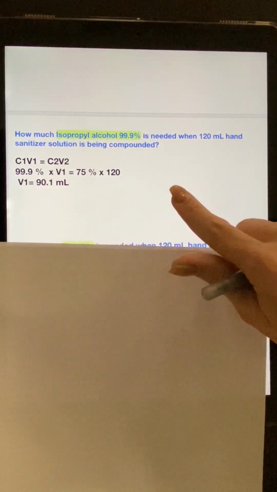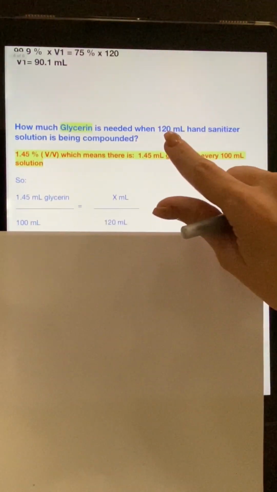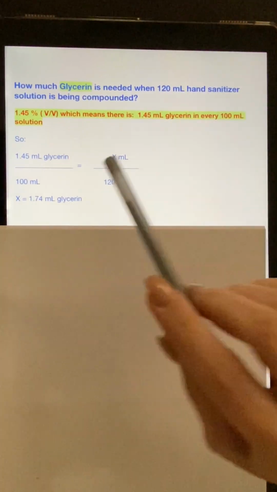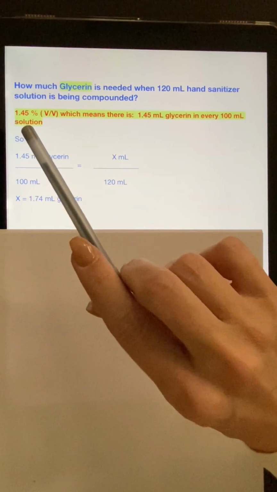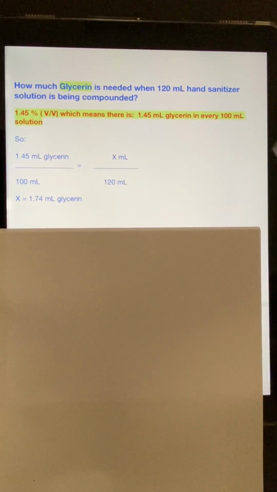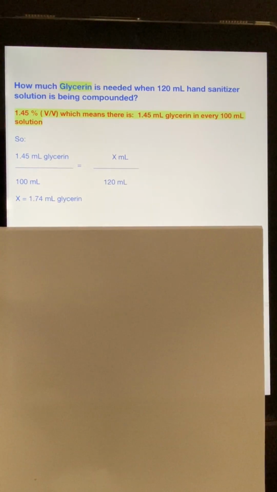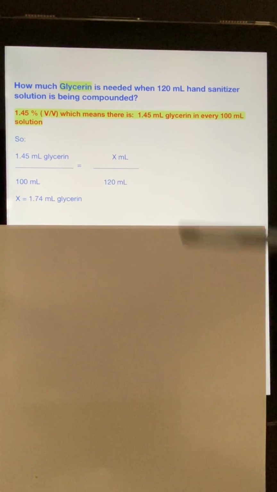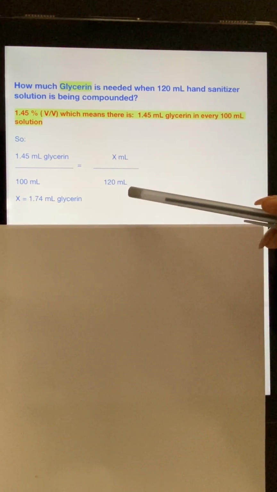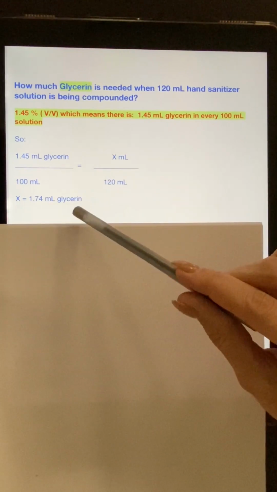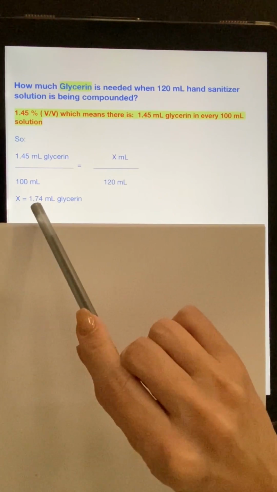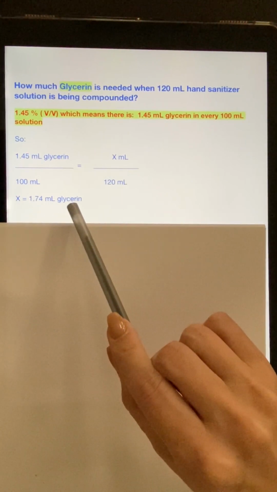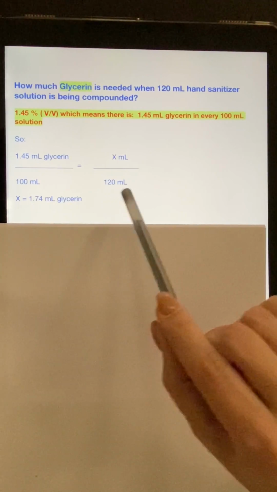ml. The second part of the calculation is asking you how much of the glycerin do you need. In the prescription, the glycerin concentration is 1.45% volume per volume, which means for every 100 ml solution, there will be 1.45 ml of the glycerin. So if you are going to make 120 ml of the solution, how much of the glycerin are you going to need? Plugging the numbers, you will need 1.74 ml of the glycerin in 120 ml of your solution.